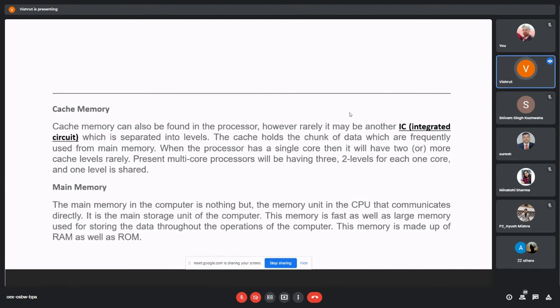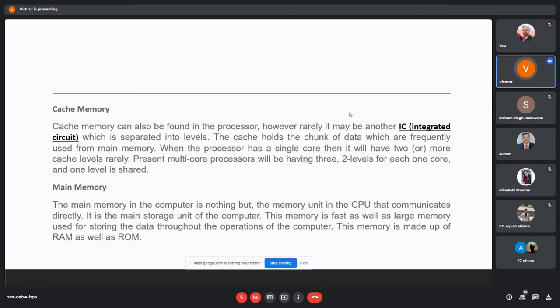Cache memory. Cache memory can also be found in the processor. However, rarely it may be another IC, integrated circuit, which is separated into levels. The cache holds the chunk of data which are frequently used from main memory. When the processor has a single core, then it will rarely have two or more cache levels.